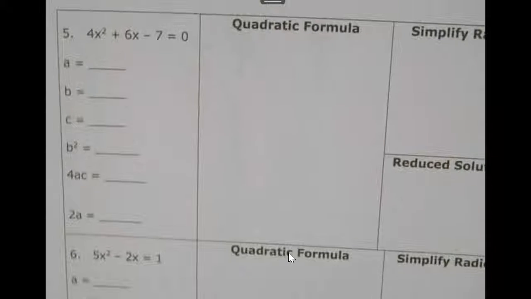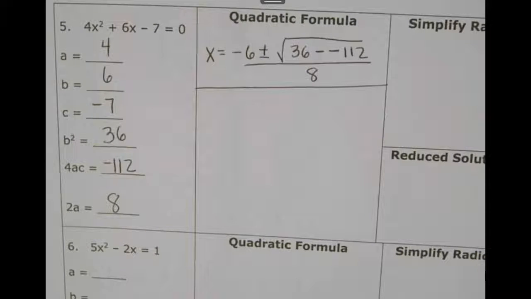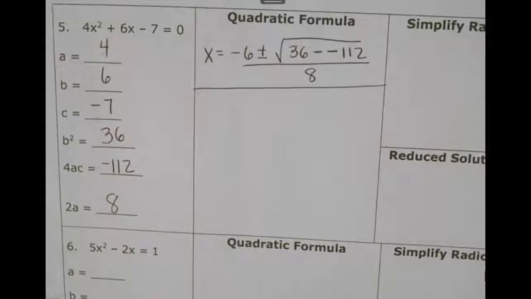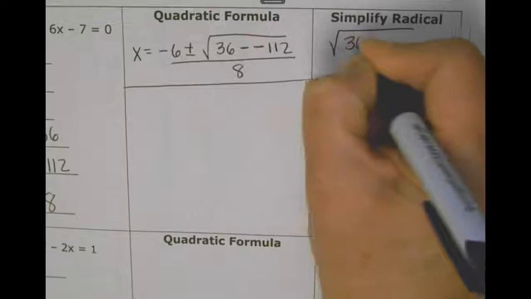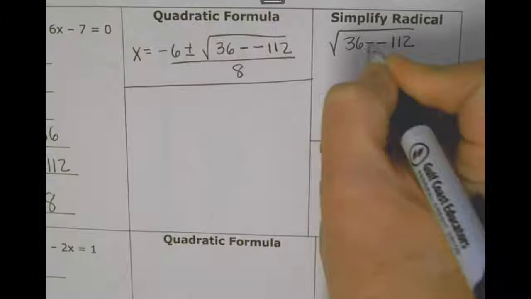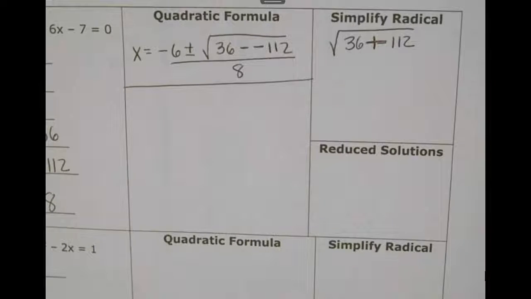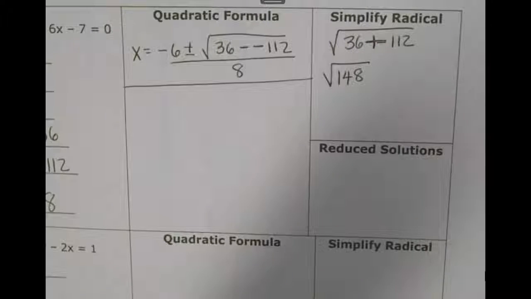So hopefully by now, you can fill in the chart and you can fill in the quadratic formula. Please do that right now. Did you get it filled in correctly that far? Once you get it filled in correctly that far, then you put the radical over here in the radical box, and you simplify it. Minus a minus makes a plus. And so then you add those together and you get 148.